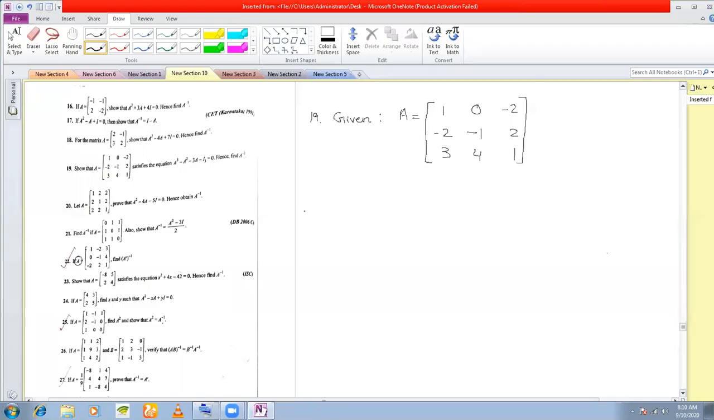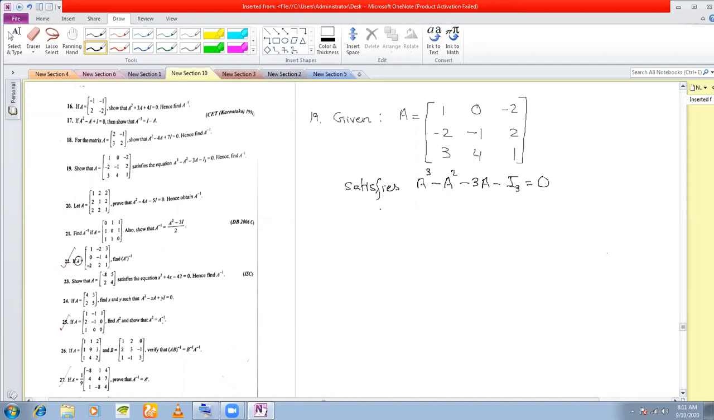Given A is equal to this matrix, which satisfies the equation A cube minus A square minus 3A minus I3 equal to 0. Find A inverse. So A satisfies this equation, and you need to find A inverse.